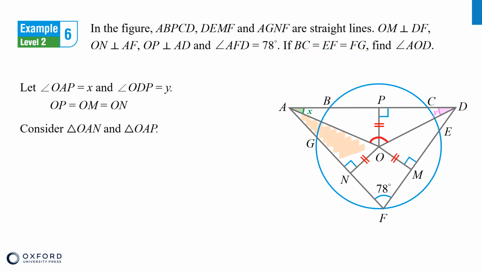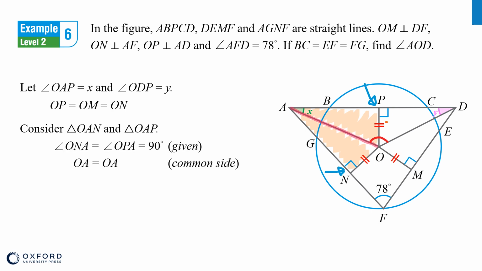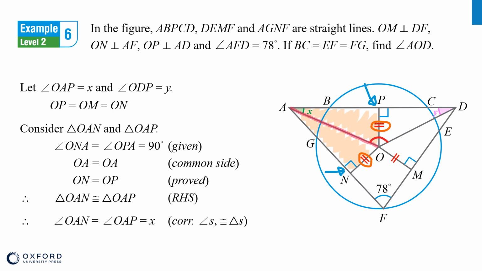Then consider triangles OAN and OAP. Angle ONA and angle OPA are both right angles. OA is a common side, and ON is equal to OP. We have a pair of right angles, a pair of hypotenuse with the same length, and a pair of sides with the same length. Therefore, we can prove that these two triangles are congruent, and the reason is RHS, right angle hypotenuse side. Given the two triangles are congruent, angle OAN will be equal to angle OAP, that is x.